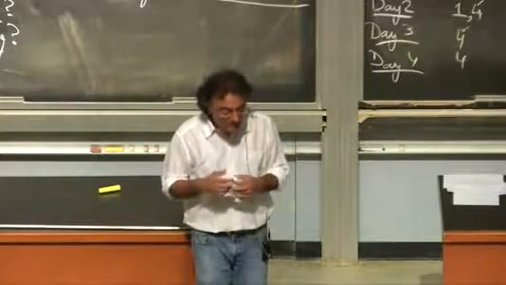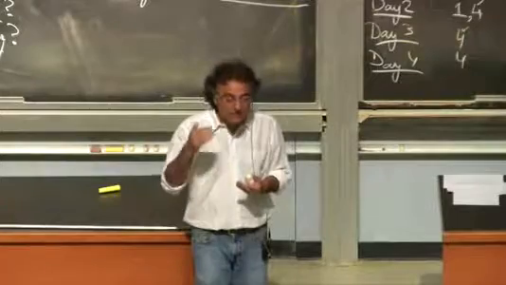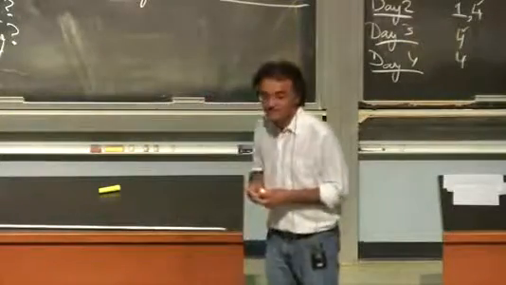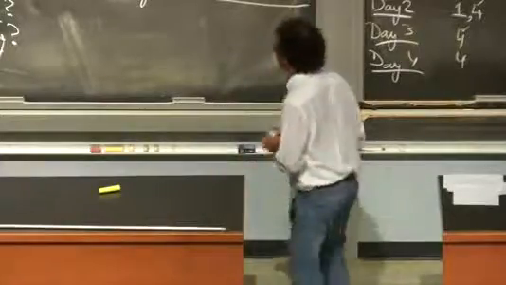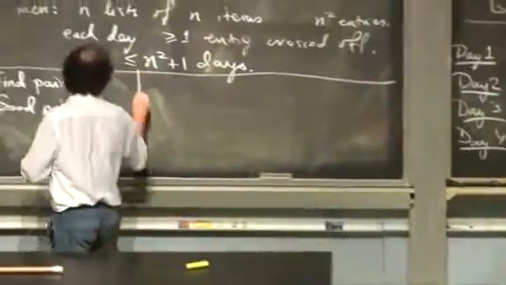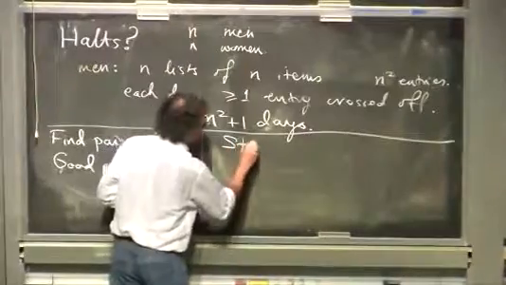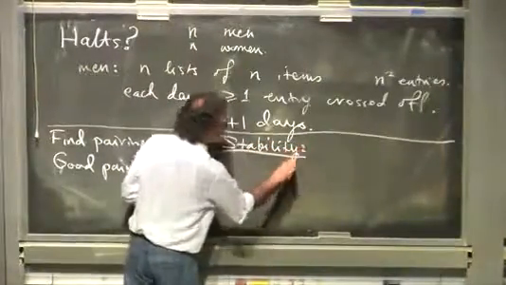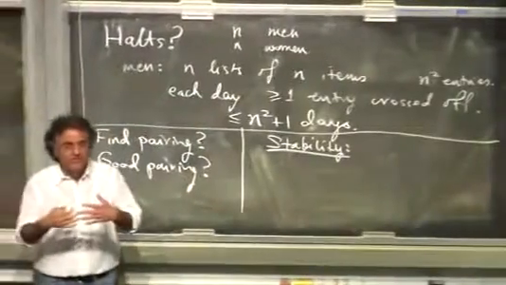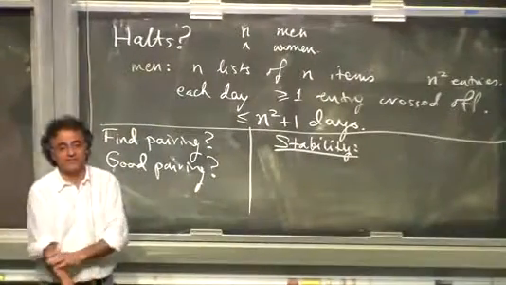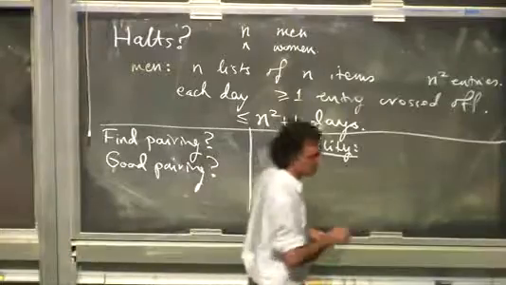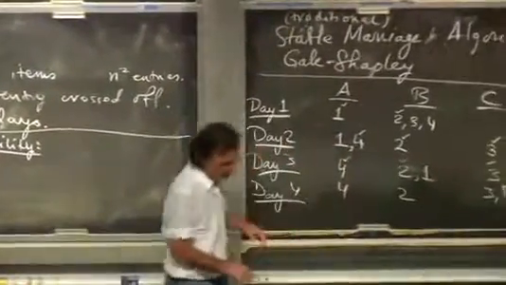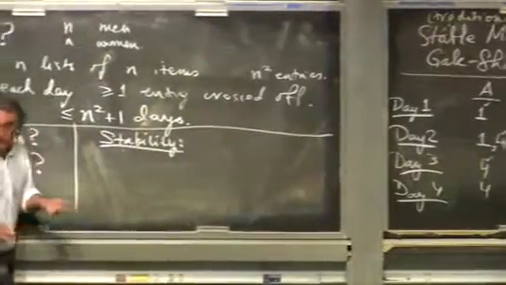Now, in an economic setting, one of the most fundamental objectives is stability. It's called equilibrium in economics. So you want some sort of stability criterion. You want whatever pairing you have created to be stable under some criterion. Okay, so let's look at a little small example.